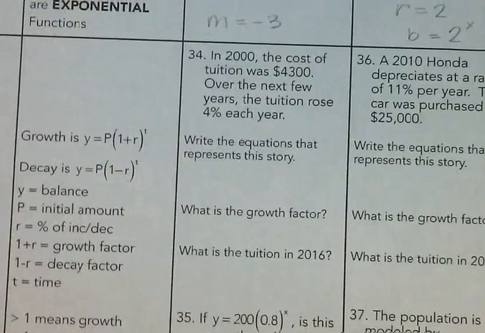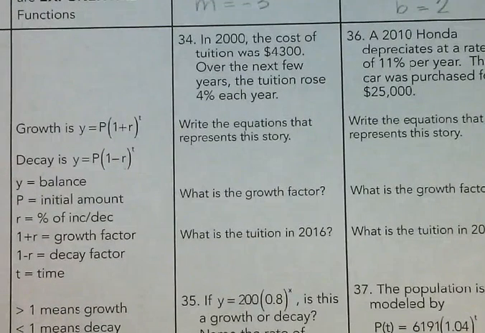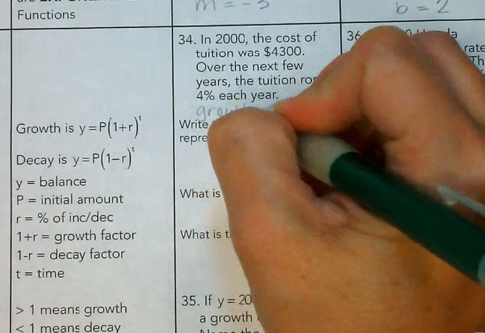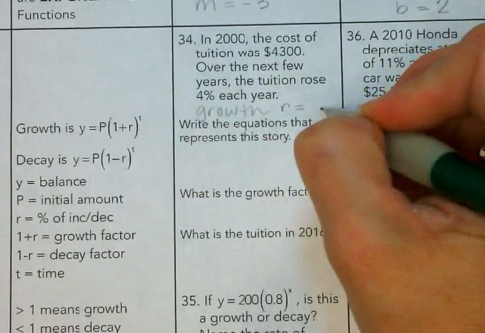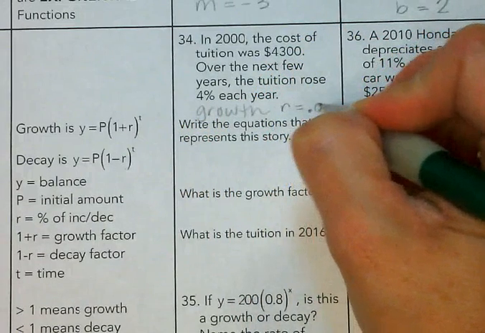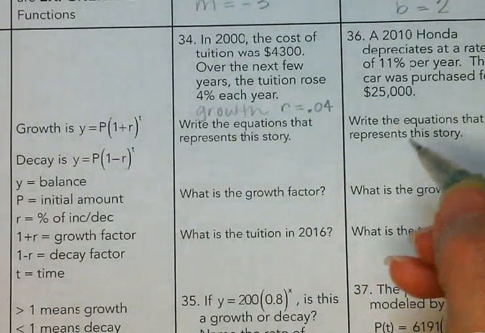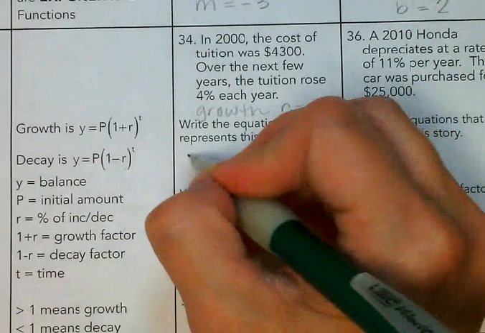Okay, so our examples. Number 34. In 2000, the cost of tuition was $4,300. Over the next few years, the tuition rose 4% each year. That tells me that this is a growth. All right, so I know it's a growth, and I know that the r is 4%, which I'm going to write as 0.04. All right, so write the equation that represents this story.